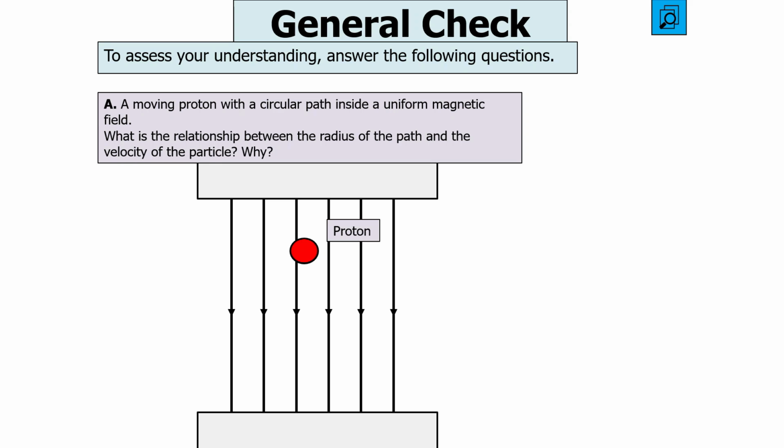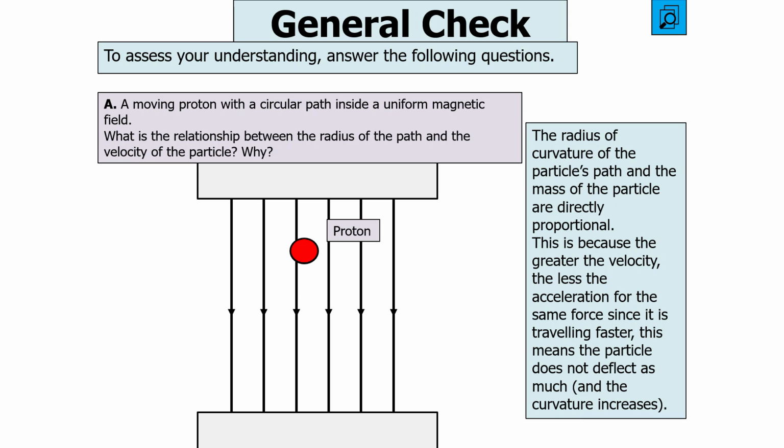What is the relationship between the radius of the path and the velocity of the particle, and why? The radius of the curvature of the path and the velocity of the particle are directly proportional. This is because the greater the velocity, the less the acceleration for the same force since it's travelling faster. This means the particle does not deflect as much and its curvature increases.